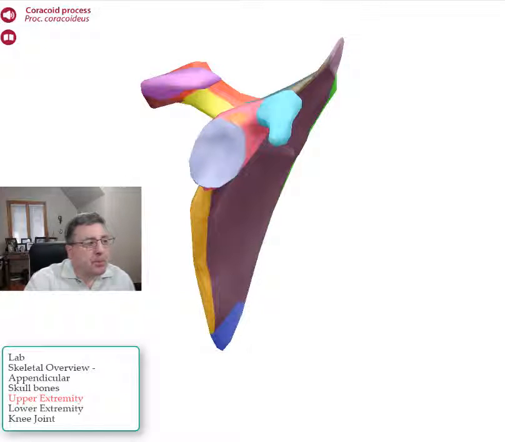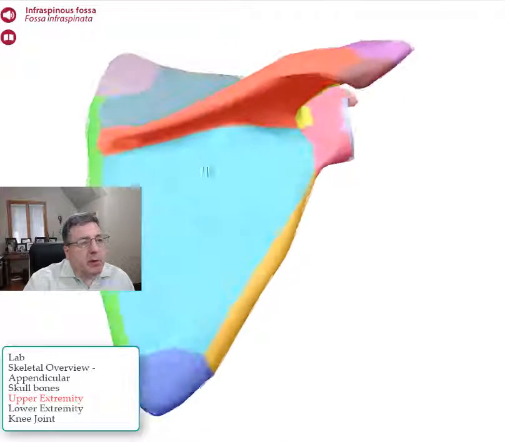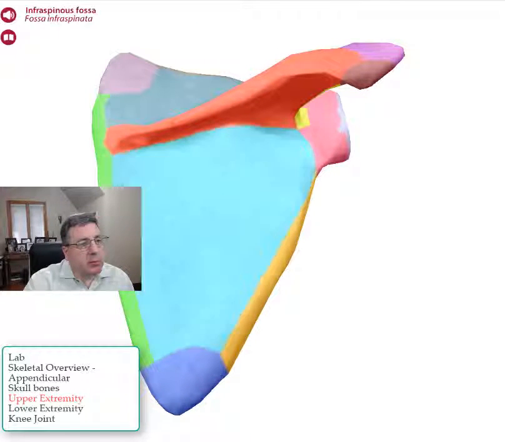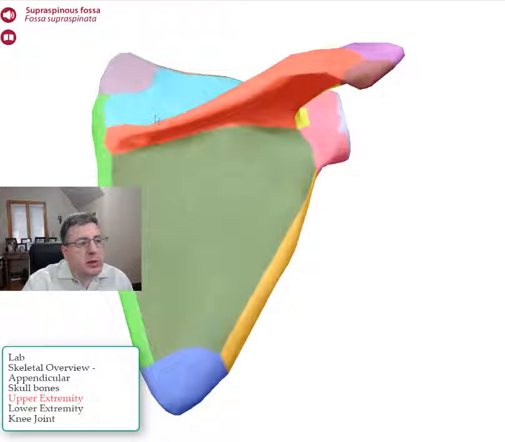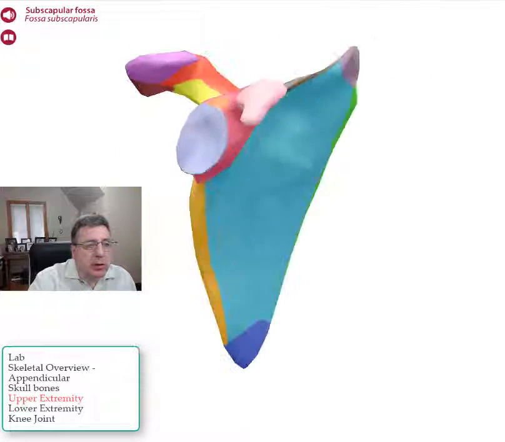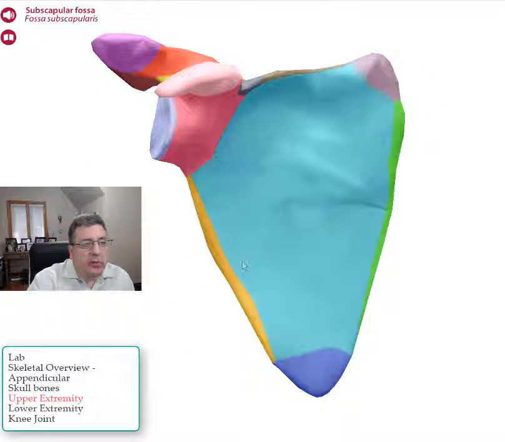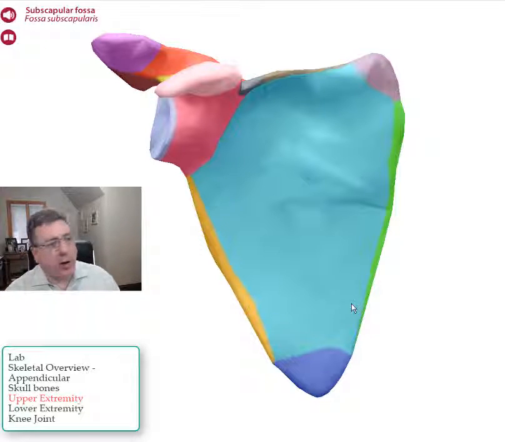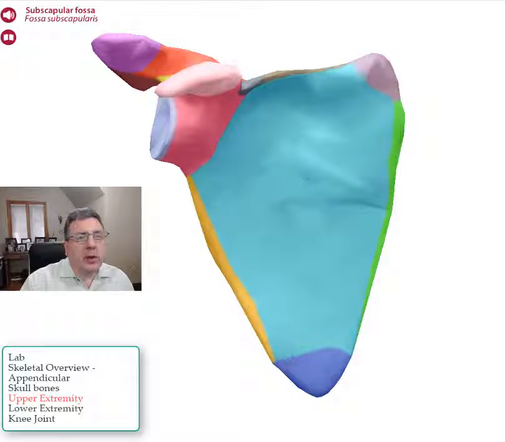We talked about the infraspinatus fossa, so you can see the blue. That's the infraspinatus fossa. The supraspinatus fossa is in this region. And the one that we have not talked about is the subscapular fossa. So this is what this is called. This is the anterior surface of that one. So that is the scapula.